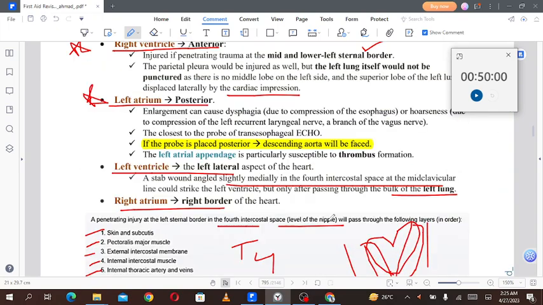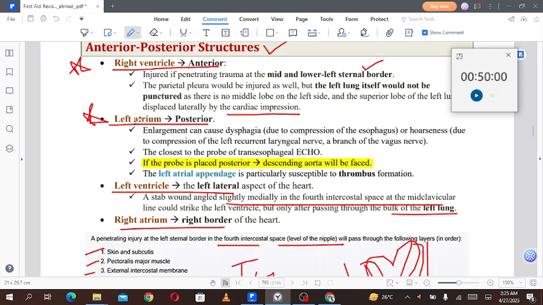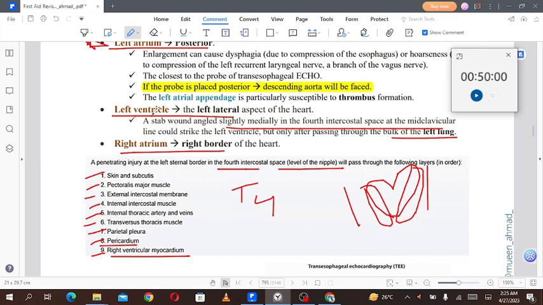Last time we were discussing the anatomy of the CVS and we talked about the anterior-posterior structures. The most anterior one was the right ventricle, then we had the left atrium, that was the most posterior structure. The left lateral border was formed by the left ventricle and the right lateral border was formed by the right atrium. So remember the ventricle and atrium.